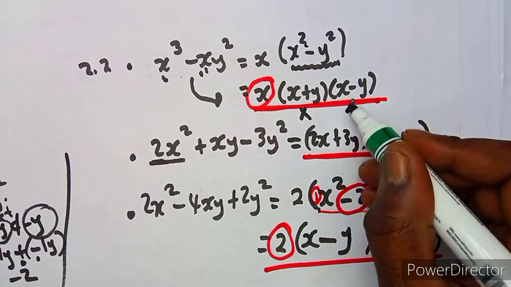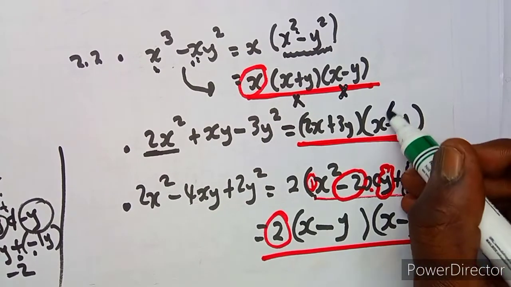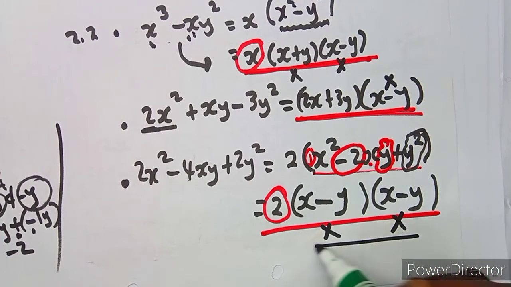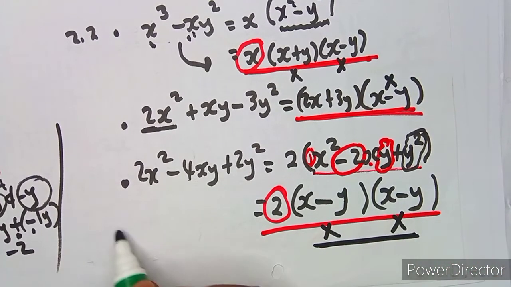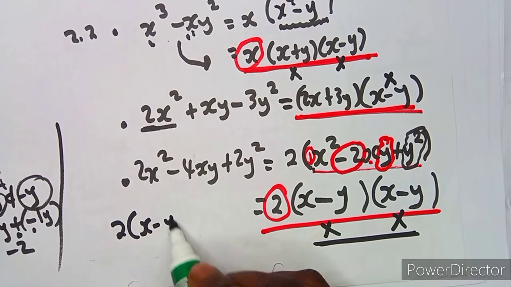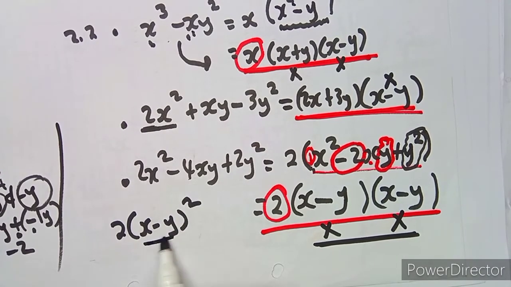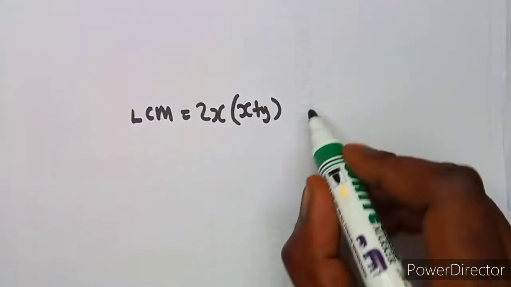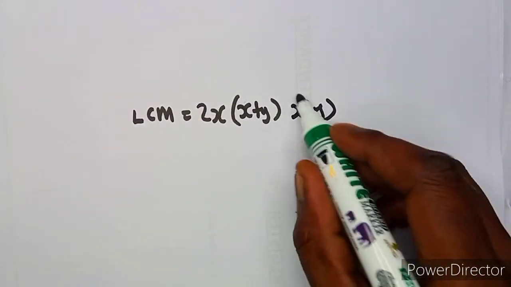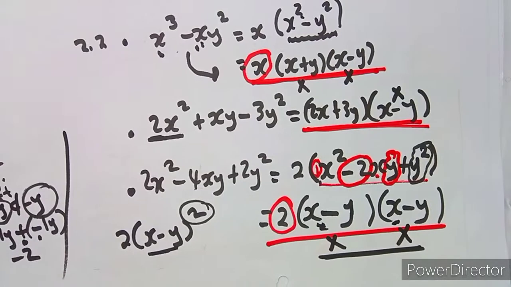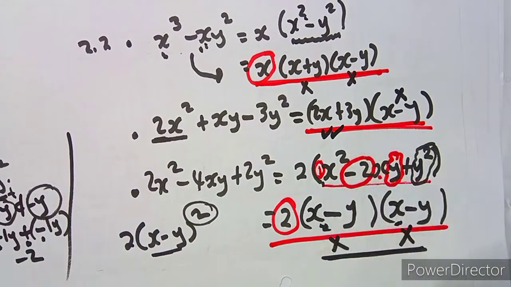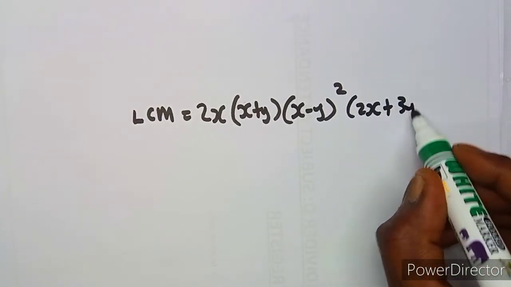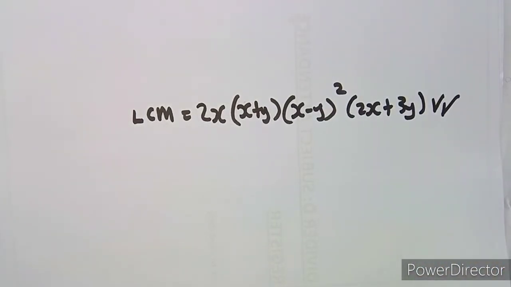We move on to x minus y, but this one, we also have it here, and we also have them here. There are many here, because this one is the same as 2 into x minus y squared. So remember, you take where there is the highest exponent. So you're going to take these two, which is x minus y squared. All right. What else do we have? 2x plus y is there. LCM, every term should be written. Okay, so that is your LCM.